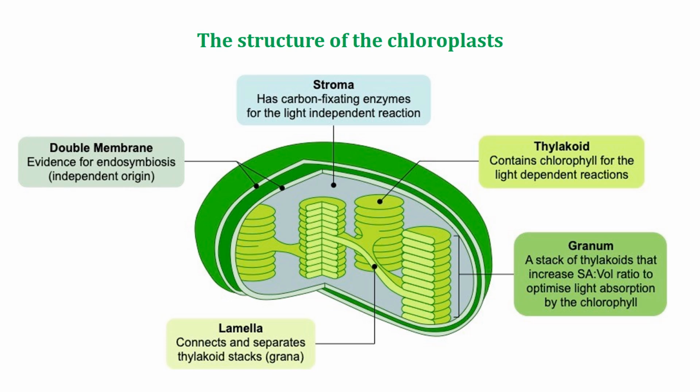Here's a quick summary using a label diagram. Let's revise. Stroma, site of light-independent reactions. Grana, stacks of thylakoids for light-dependent reactions. Thylakoids contain chlorophyll and proteins. Thylakoid lumen, site for proton accumulation. Lamella, connectors between grana. Every part works together to make photosynthesis efficient and effective.